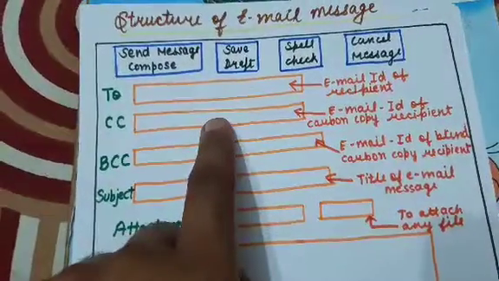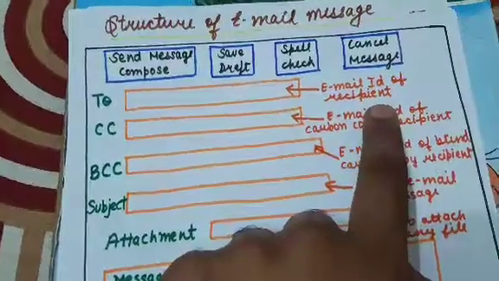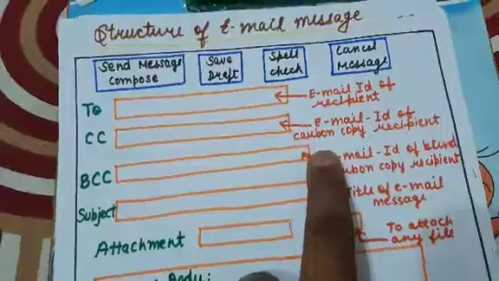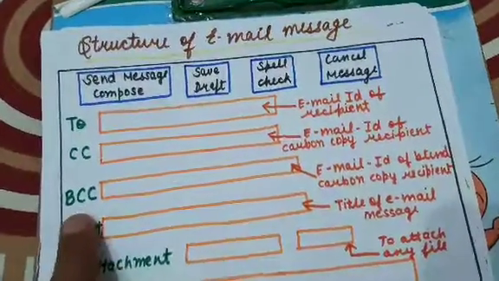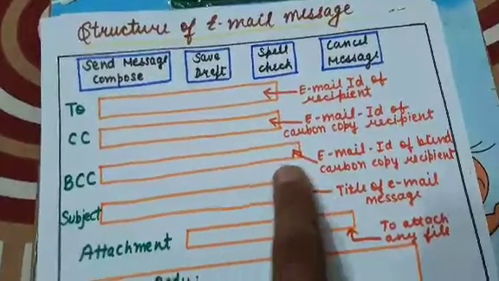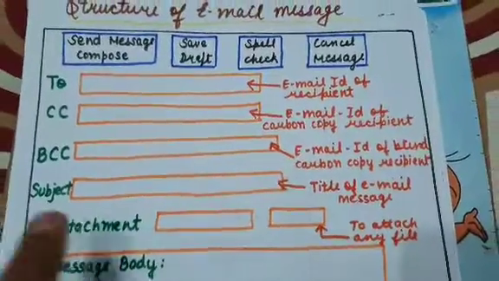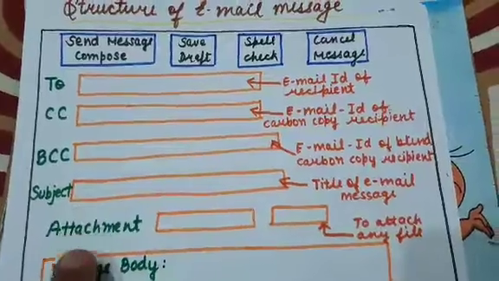this box is used for the email ID of the recipient. Then CC, this box is used for the email ID of the carbon copy recipient. BCC, blind carbon copy, this box is used for the email ID of blind carbon copy recipients. Subject, this is the title of the email.